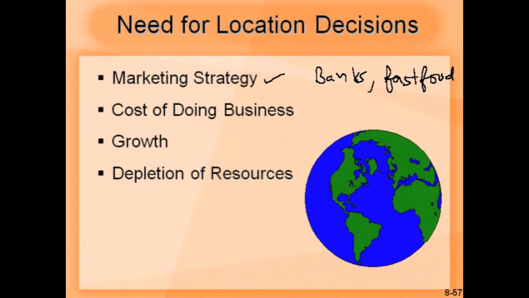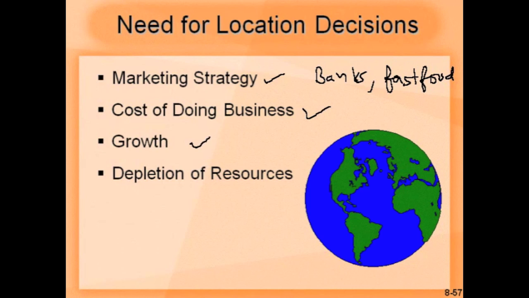Another example could be a supermarket. So a supermarket obviously wants to be somewhere where they can attract more and more customers to visit their stores. Another one is cost of doing business. Because cost will reduce profit, and especially if location is directly impacting, let's say, transportation cost to move material from one place to another place. So that is another criterion for helping to make proper location decisions.